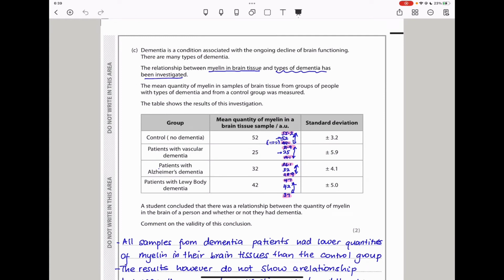Here they say dementia is a condition associated with the ongoing decline of brain functioning. There are many types of dementia. They say the relationship between myelin in the brain tissue and types of dementia has been investigated. They say the mean quantity of myelin in samples of brain tissue from groups of people with types of dementia and from a control group was measured. So the table shows the results of this investigation.